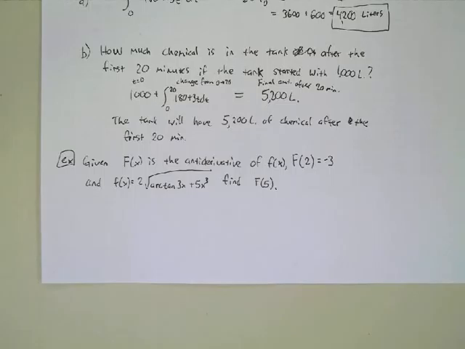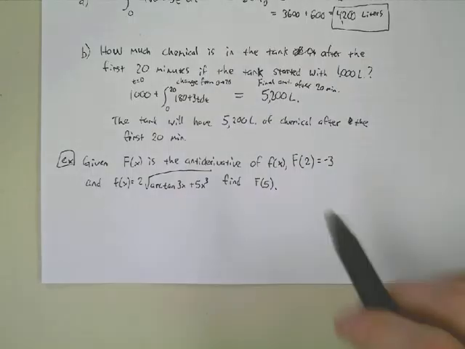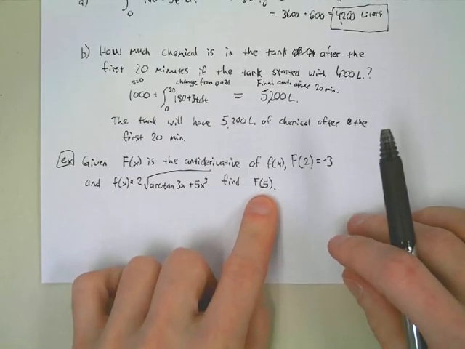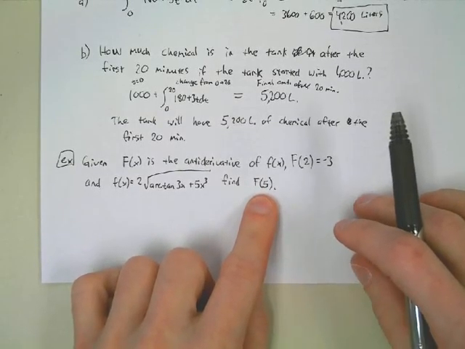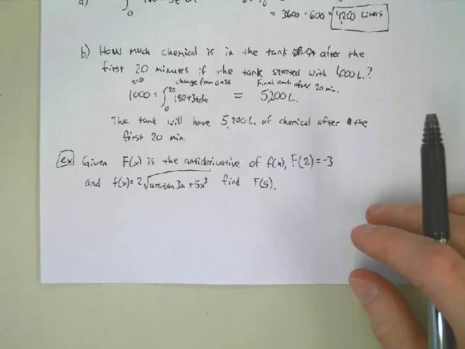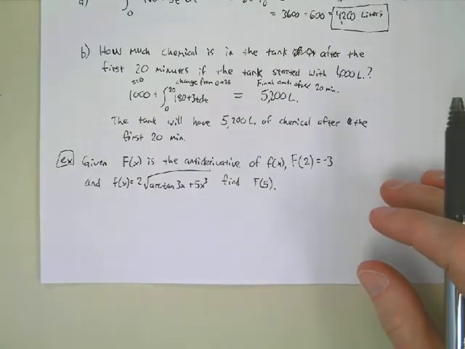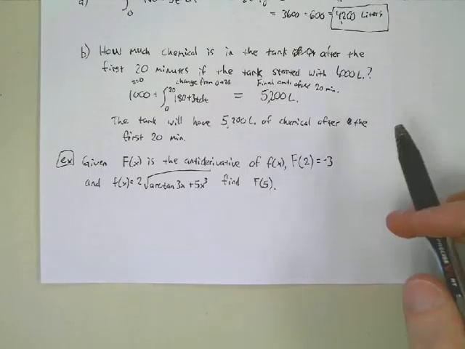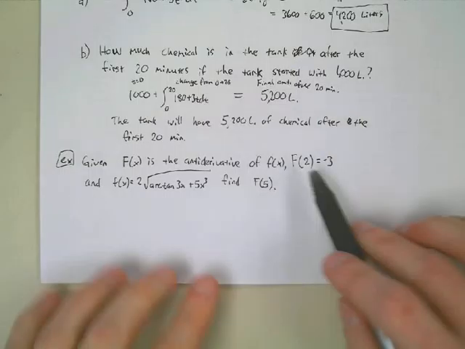All right, so let's digest this a little bit, what we're being asked to do. We ultimately want to find the value of capital F of 5. We do not know what capital F's function is. We do know that at 2, capital F is equal to negative 3.